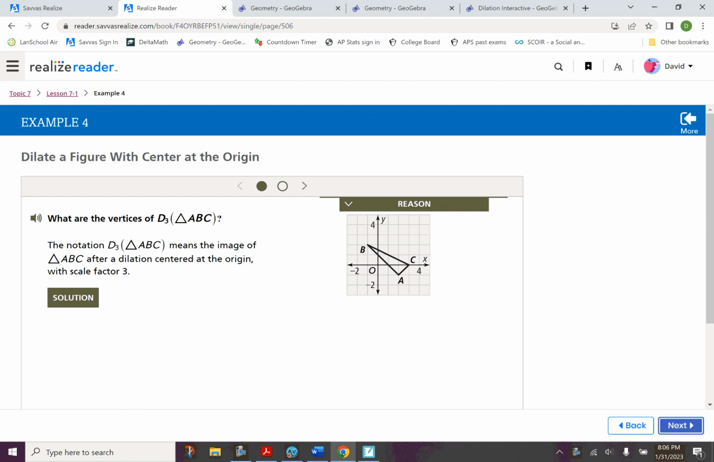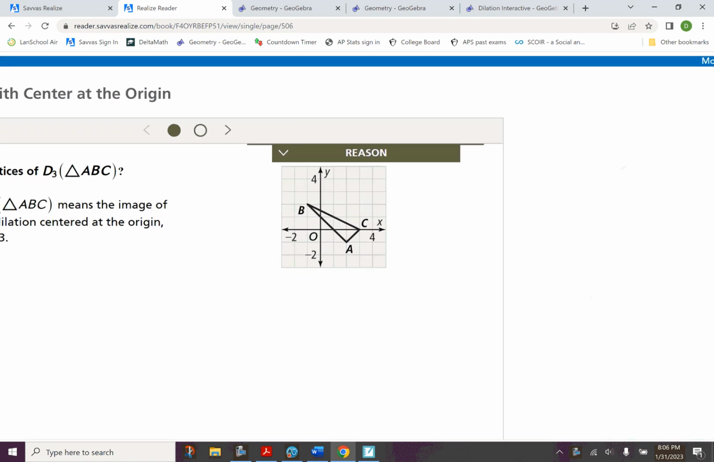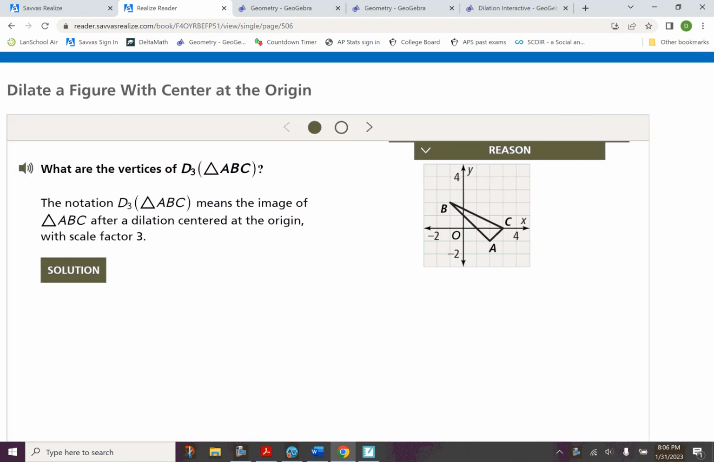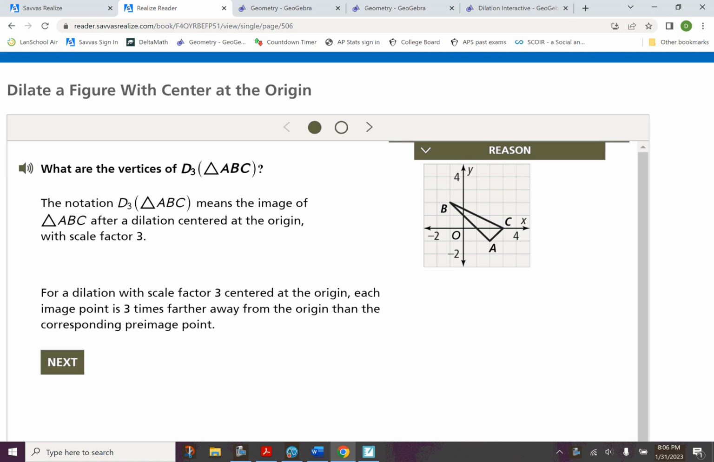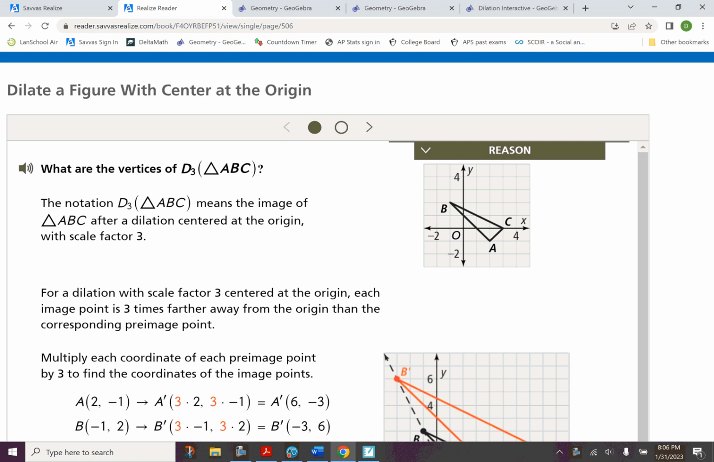Are you ready to do simple multiplication? Because that's really all we're going to do on this one. What are the vertices of, again, the notation there, capital D sub 3. This is a dilation centered at the origin with a scale factor of 3 of triangle ABC. Well, first thing we should do is probably find the coordinates here.